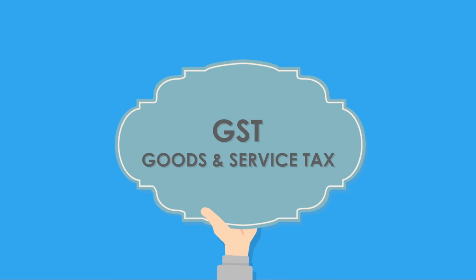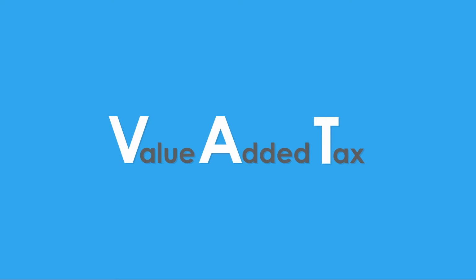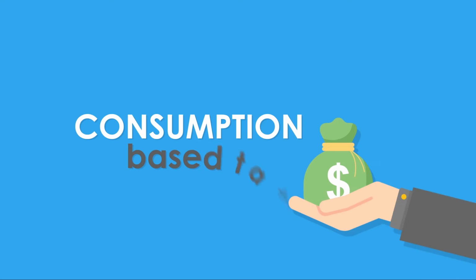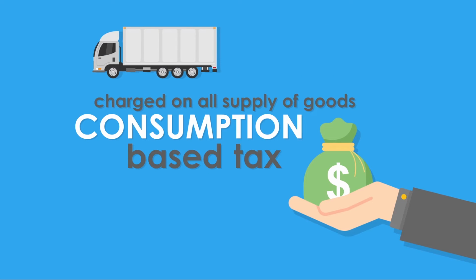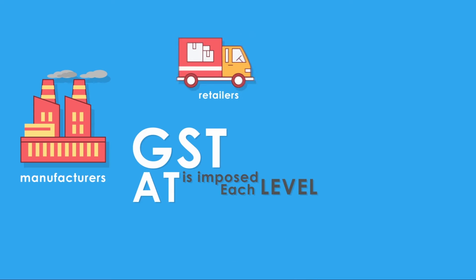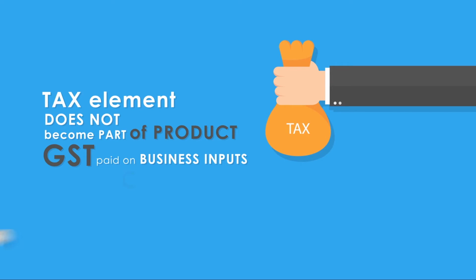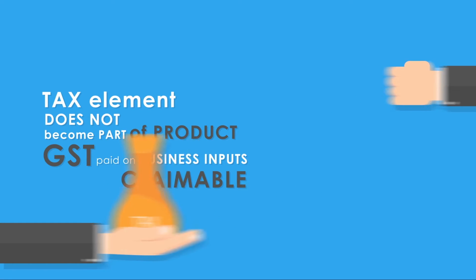GST, or Goods and Services Tax, is also known as VAT, or Value Added Tax, in many countries. It is a consumption-based tax charged on all taxable supply of goods. GST is imposed at each level of the supply chain. The tax element does not become part of the product because GST paid on the business inputs is claimable.